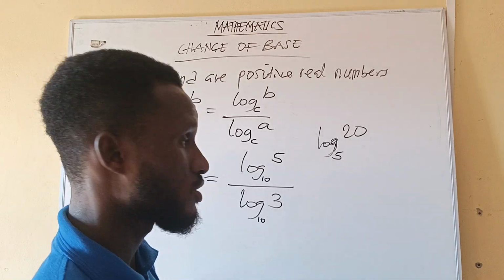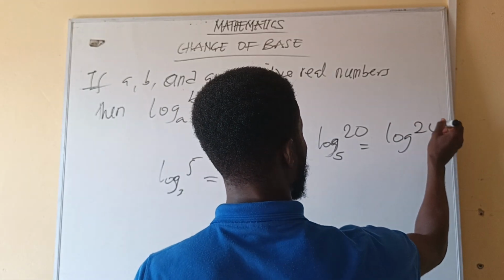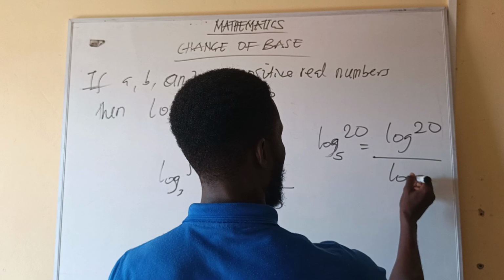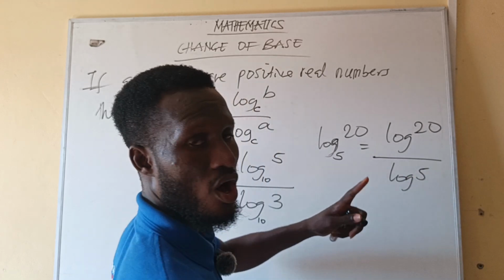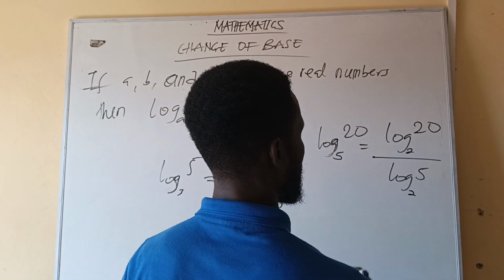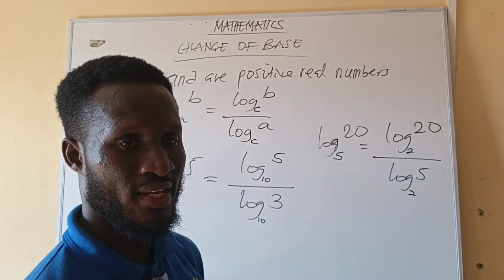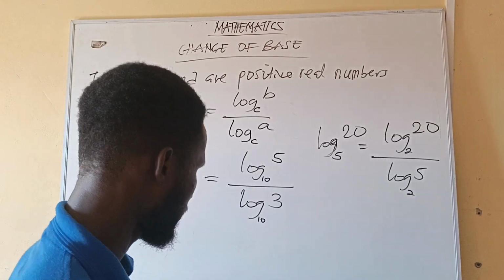If I want to change this to base 2, then I have to write log 20 divided by log 5, all to the base of 2. So base 2, base 2. You see how simple it is? This is how we are going to apply it. Yes, it is very simple.